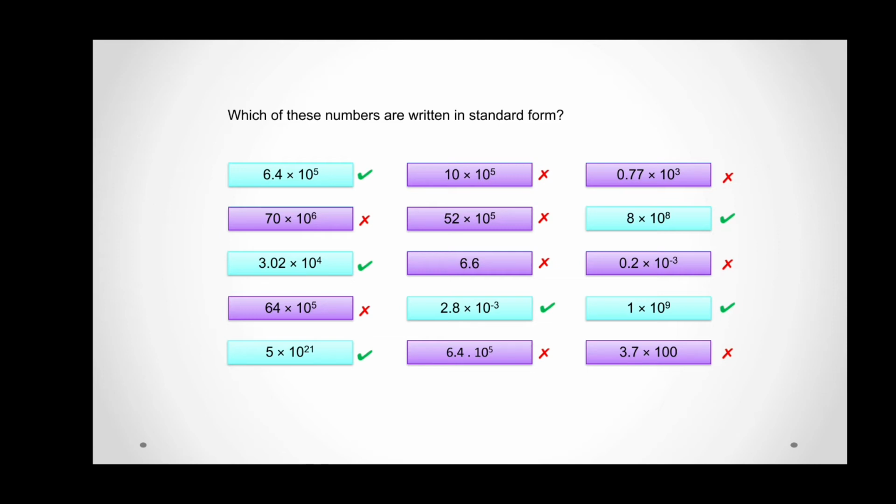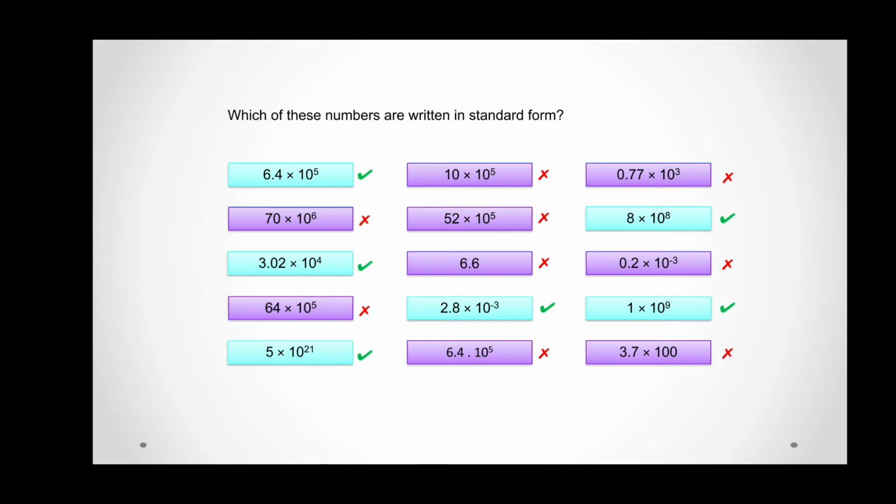Then the next one is okay, 2.8 into 10 to the power minus 3, that is standard form. The next one, 6.4.4 10 to the power 5, there can't be 2 points in a number, so that is not a standard form. Next one, 0.77 into 10 to the power minus 3, the number 0.77 is lesser than 1, so that also is not a standard form.